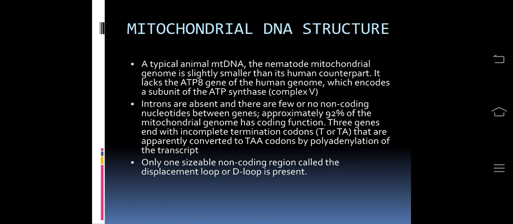Three genes end with incomplete termination codons, T or TA, that are completely converted to TAA codons by polyadenylation of the transcript. Only one sizable non-coding region, called the displacement loop or D loop, is present.